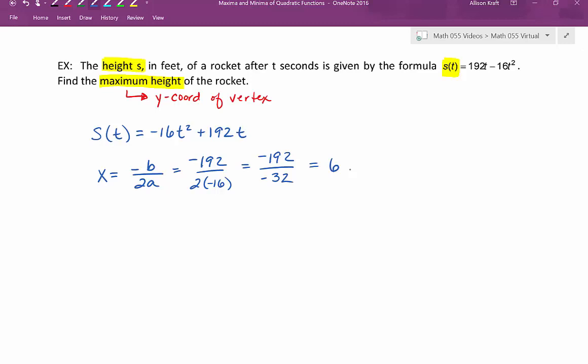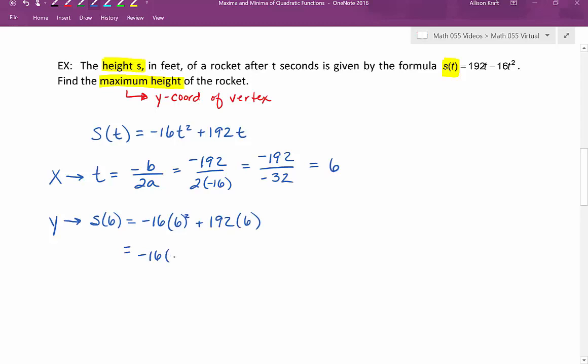Now, technically, the variable here is not x. Technically, it's t, but in our mind, we're thinking x-coordinate of the vertex. Now we need to find the corresponding y value. This is going to be s of 6. It's negative 16 times 6 squared plus 192 times 6.